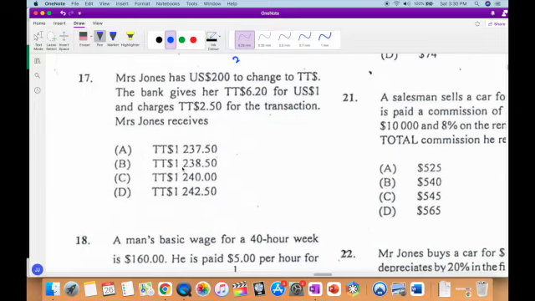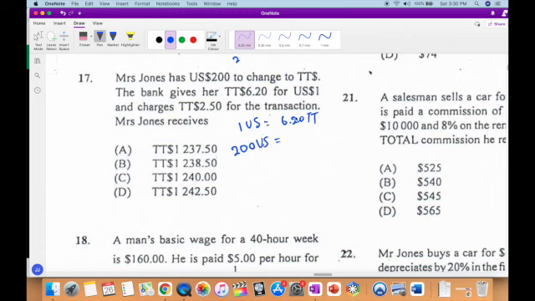16.25. Miss Jones has US $200 to change to TT. The bank gives her $6.20 for 1 US, and charges $2.50 for the transaction. So how much will she receive, right? So we have 1 US equals 6.20 TT. So this lady has 200 US. So how much TT will that be?